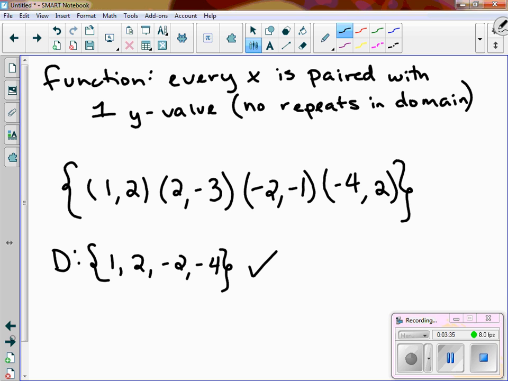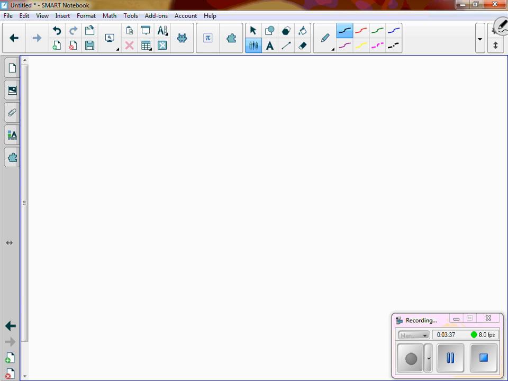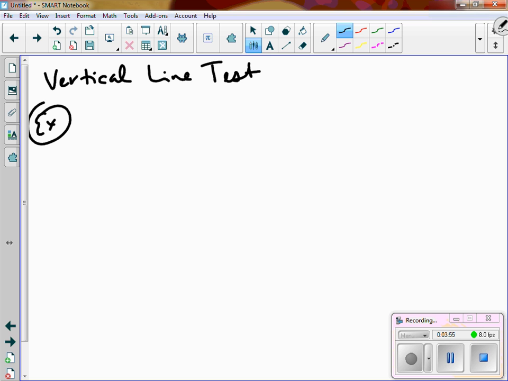So what happens if you don't have a set of ordered pairs? Then you have a graph. Well, you have to look at the graph and determine whether it is a function. And remember, that is based on our vertical line test. Okay, this is easier if I just explain it than try to give you a definition with an example.